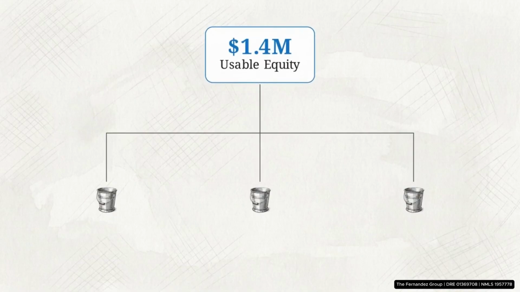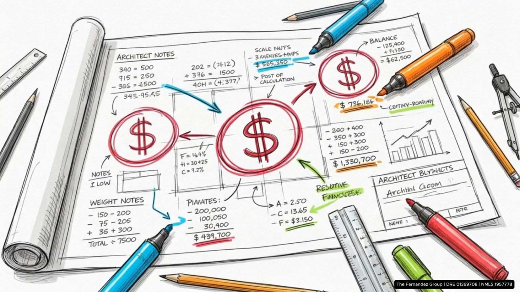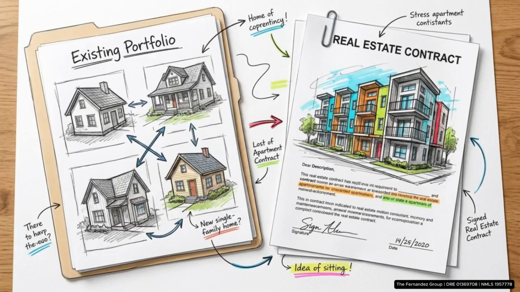The capital splits into 3 buckets: the acquisition down payment, the renovation budget, and a liquid cash reserve for safety during construction. Look at your own usable equity number and map out how it would fill these 3 buckets for a target property in your market. This strategy allows for the acquisition of new income streams while keeping the original portfolio intact.